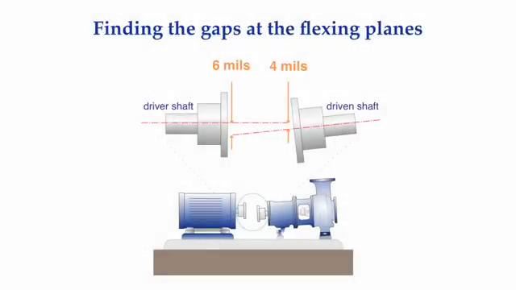A short while back, we were looking at the two gaps at the flexing planes in the coupling in the vertical direction. In the example shown, there was a 6 mil gap at the flexing plane at the motor and a 4 mil gap at the flexing plane of the pump. Now, how do you get these gap measurements? One way is to extract them from an alignment model.